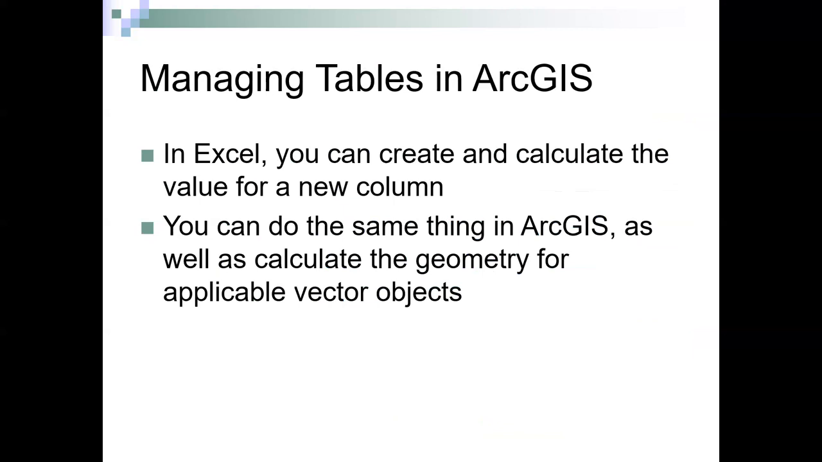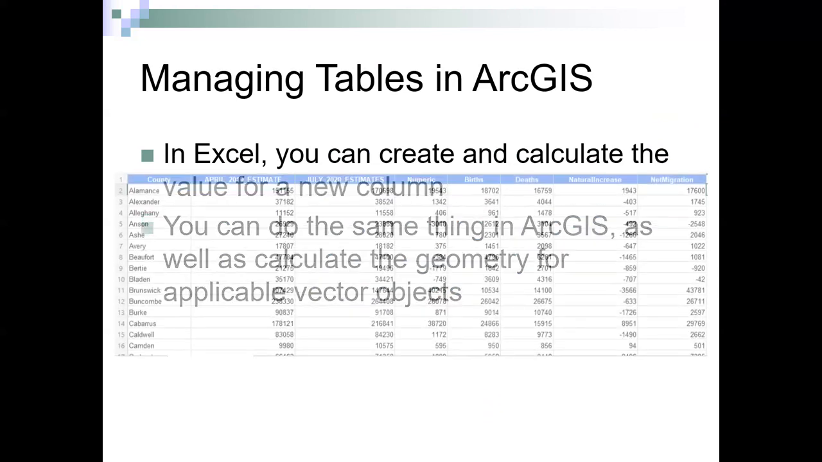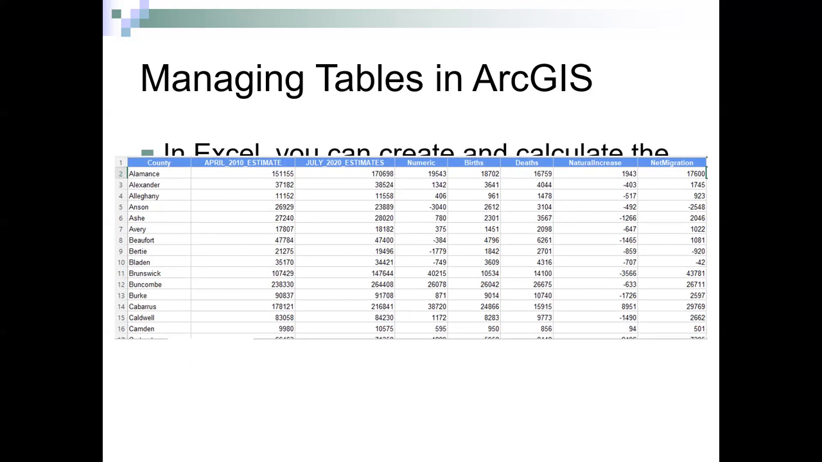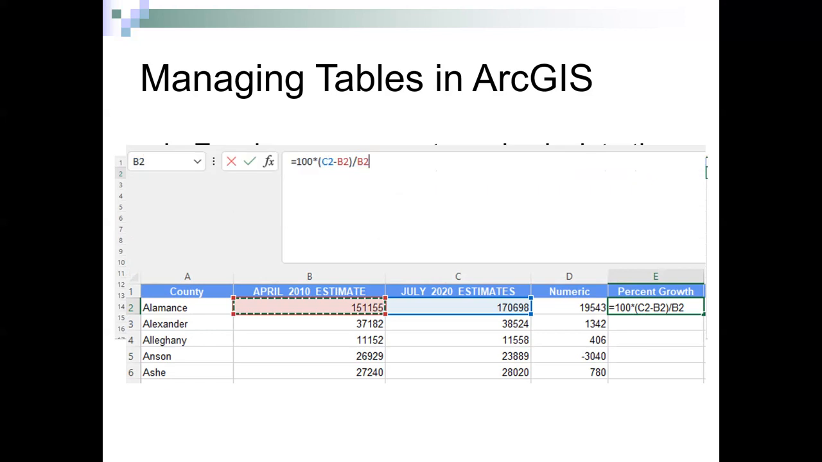But in Excel, we can calculate new values for new columns. So we can always extract brand new data here. So if we look at something like this, we have 2010, 2020. We can look at the natural increase. We can look at migration. We can look at rate of natural increase, some of the things that you talk about in your human and world regional geography classes. And then we can calculate something like percent growth.